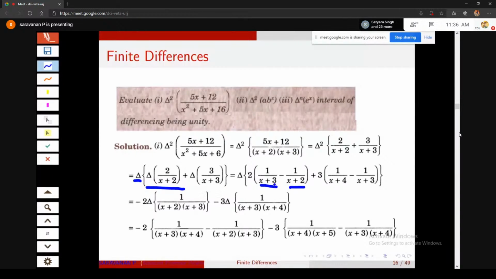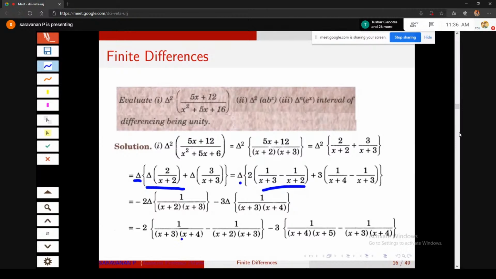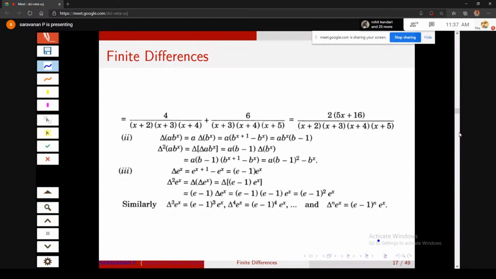Then again apply this delta. So apply delta of this. 2 is a constant, you can take it out, so you'll get this. Then delta of this, 3 is a constant, you can take it out, you will get this. Then apply the definition. What is delta of this one? X plus 3, x plus 4, you will get, minus the same thing, write it as it is. Then delta of this will become x plus 4, x plus 5, minus the same thing. After that, just take the LCM and simplify, and you will get the answer.